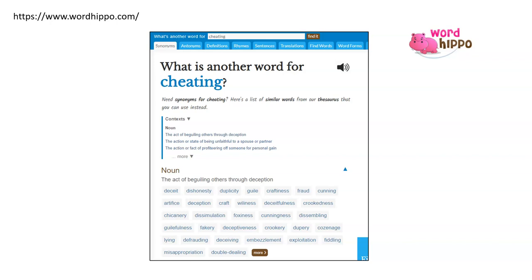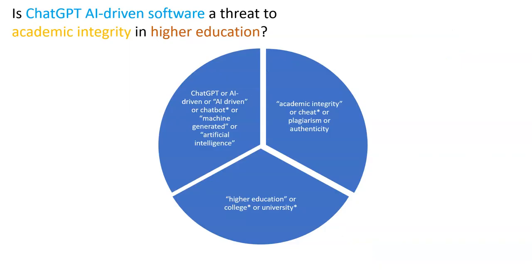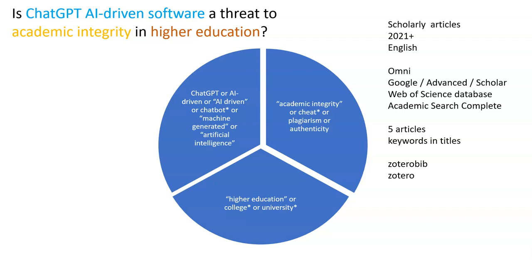So Word Hippo is a great resource to find alternate words and phrases you may not have thought of, and spellings that you may want to use as well. So here we go. I translated my research concept, my search strategies, into all those different variant words. So I'm ready to search.